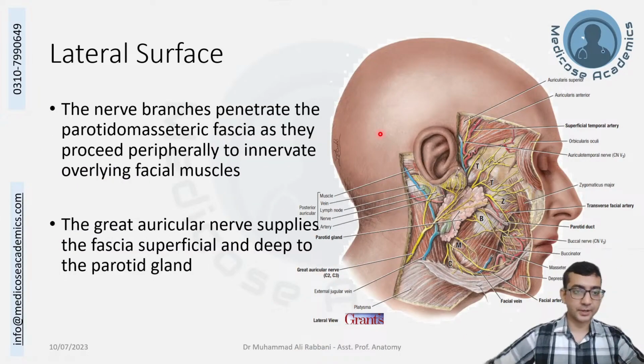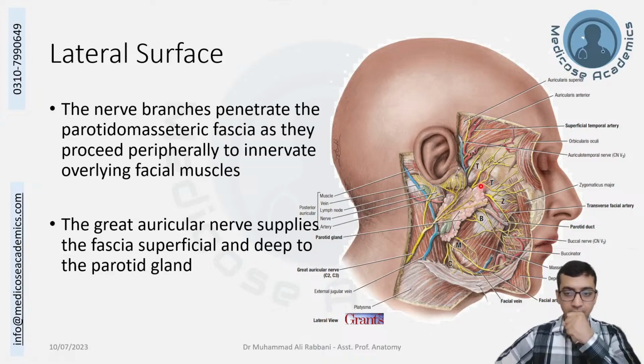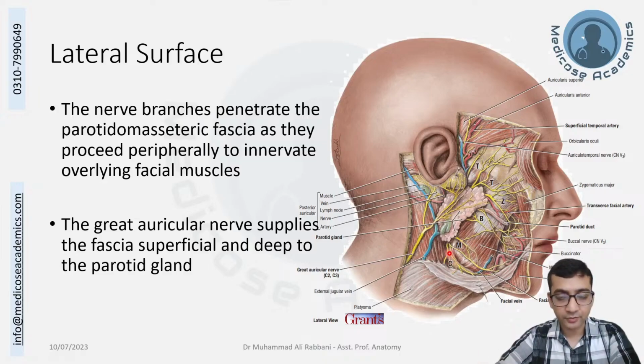So this parotid fascia is penetrated by the branches of the facial nerve: the temporal, zygomatic, buccal, mandibular, and the cervical, as they move across the anterior edge of the parotid gland to the surface, to the muscles. So this parotid fascia is penetrated by these nerves.